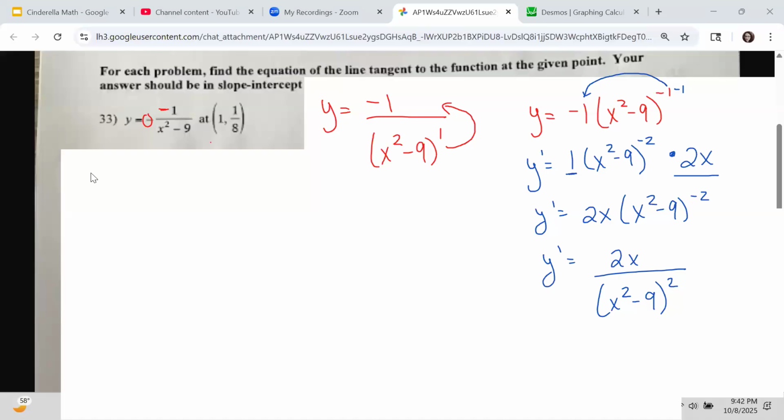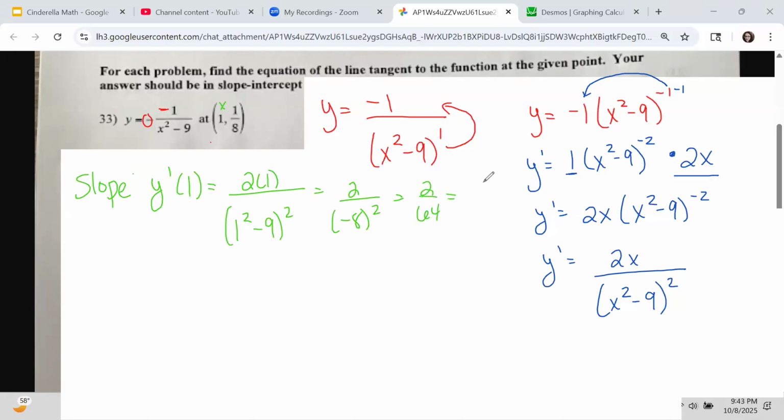All right, now we want the slope. I mean, the green pen to the left. We're going to do y prime evaluated at our x value, 1. So that's going to be 2 times 1 over 1 squared minus 9, squared. So that's 2 over 1 minus 9, so negative 8 squared. That's 2 over 64, which reduces to 1 over 32. There's the slope. If they just were asking for that, you'd be done. But we want the equation. y equals mx plus b.